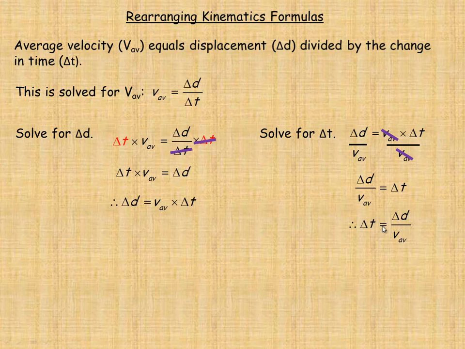Or again, putting the variable on the left that we solve for, delta T is delta D over the average velocity, displacement over the average velocity. So that's how you solve this kinematic equation for each of the variables. And that's the end of the lesson.